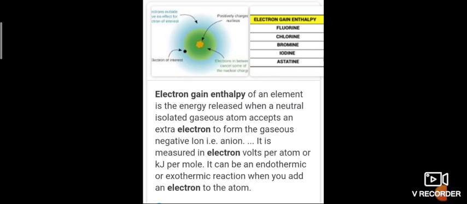Today let us see about another property, that is electron gain enthalpy. What do you mean by electron gain enthalpy? In the name itself it is there. When an electron is added to a neutral gaseous atom, it is converted into a negative ion. So the enthalpy change accompanying the process is defined as electron gain enthalpy.